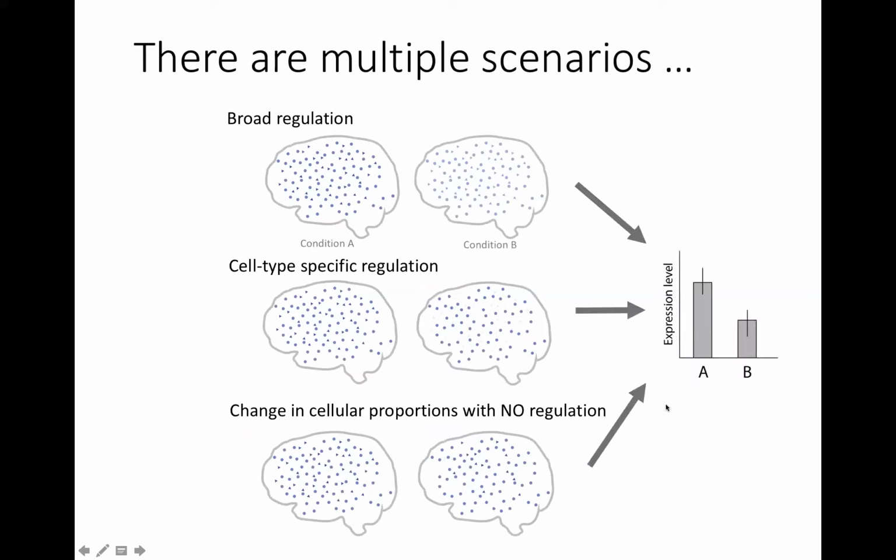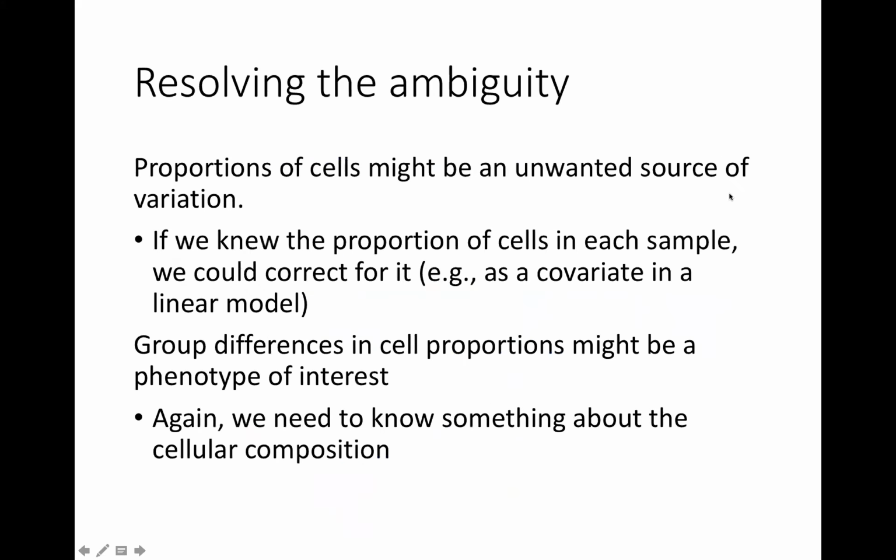So all three of these scenarios could result in a change in expression in the gene. And again, this is our ultimate output. We don't have direct access to this for these kind of grind up the sample experiments. So the question is, can we work backwards and try to figure out whether one of these scenarios might be a better explanation than another? So this ambiguity is what we want to try to resolve.